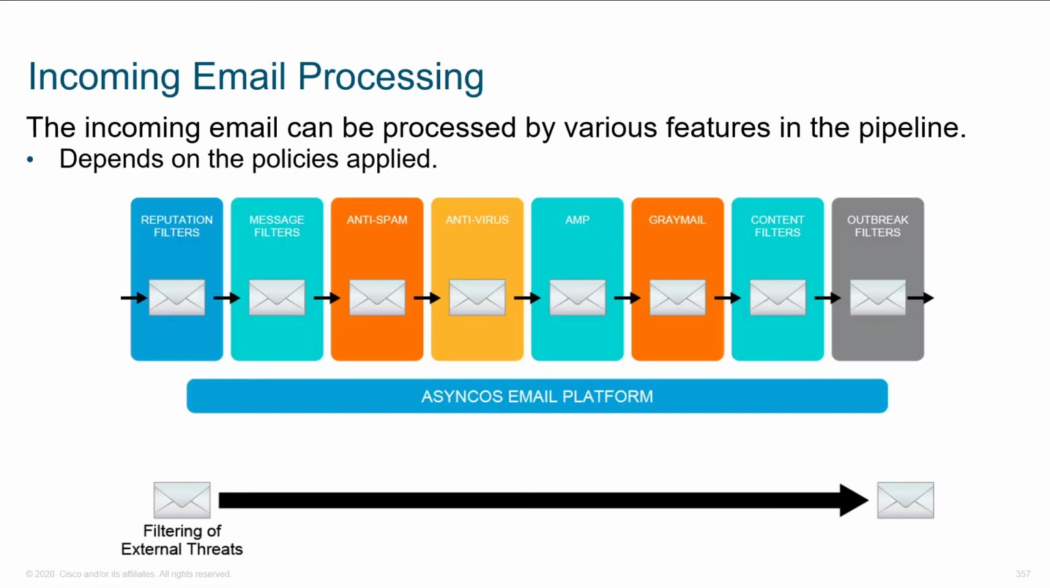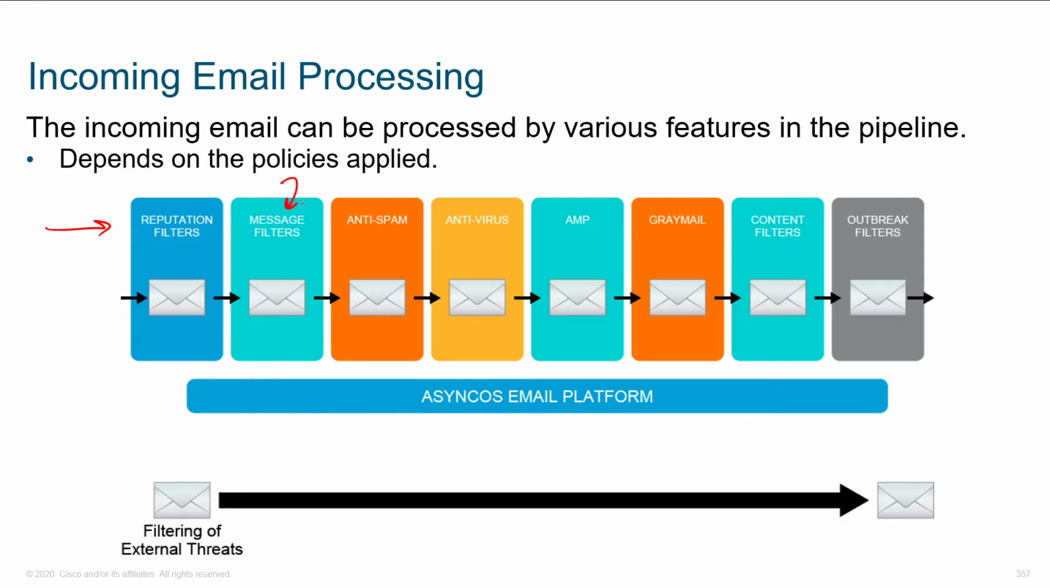When we take a look at the incoming email processing, the first thing that happens is going to be our reputation filters, right? We take a look at who the message is coming from. Is this somebody that we even want to be dealing with? And the idea is that some of the features that happen, like your reputation filter up front there, just let's throw the traffic away early if we don't need it.